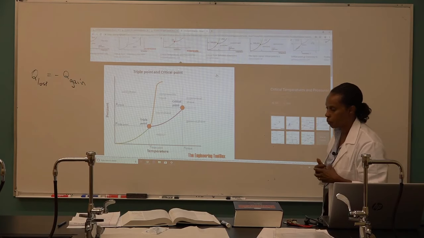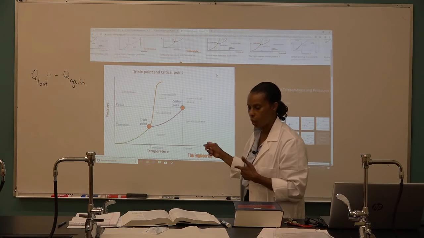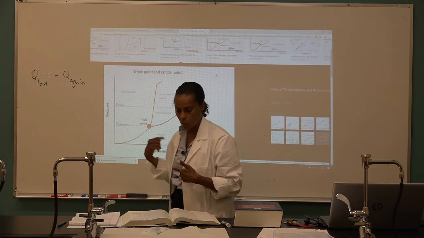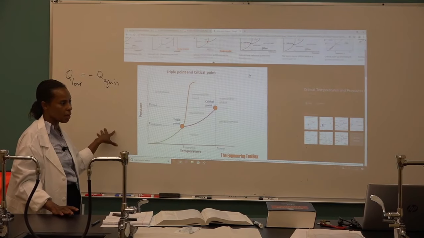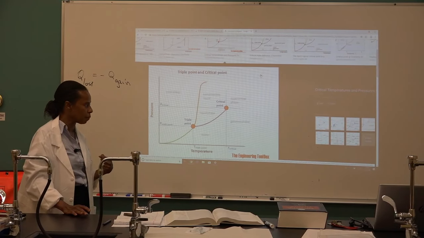So that's the most important part. We're going to stop here, and then we're going to look at our laboratory and see how we're going to understand the concept and apply it to our laboratory setting.